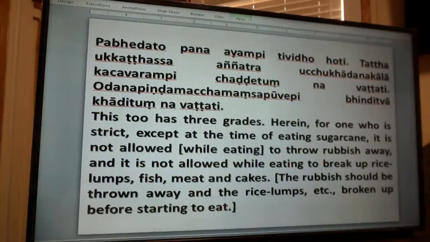And then we go to Pabeda. Pabeda is great. So Pabeda do pana ayambi tiwido hodi. Tiwido is three kinds. So Pali was all the time saying Pabeda do according to the great ayambi. In this practice, tiwido, three kinds, hodi is. So there are three kinds of grade in this practice also. Among the three grades, Okatasa, Okata is the strict one.